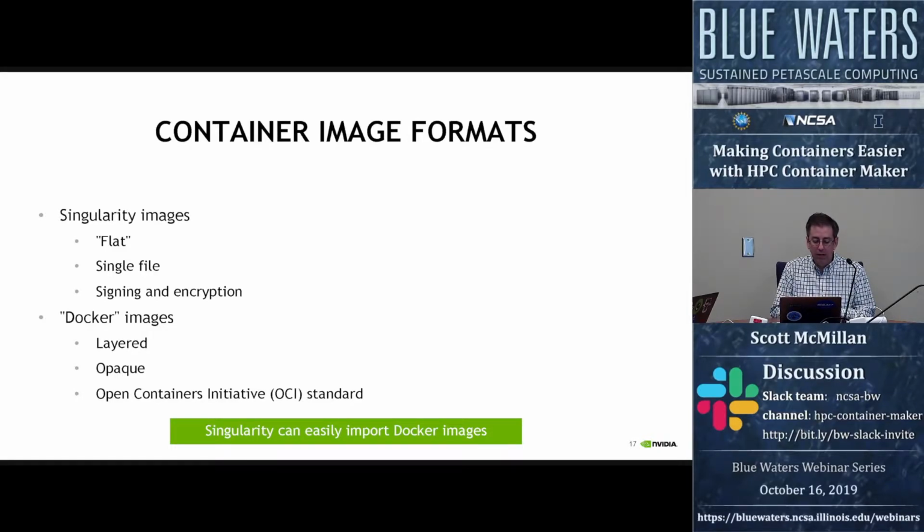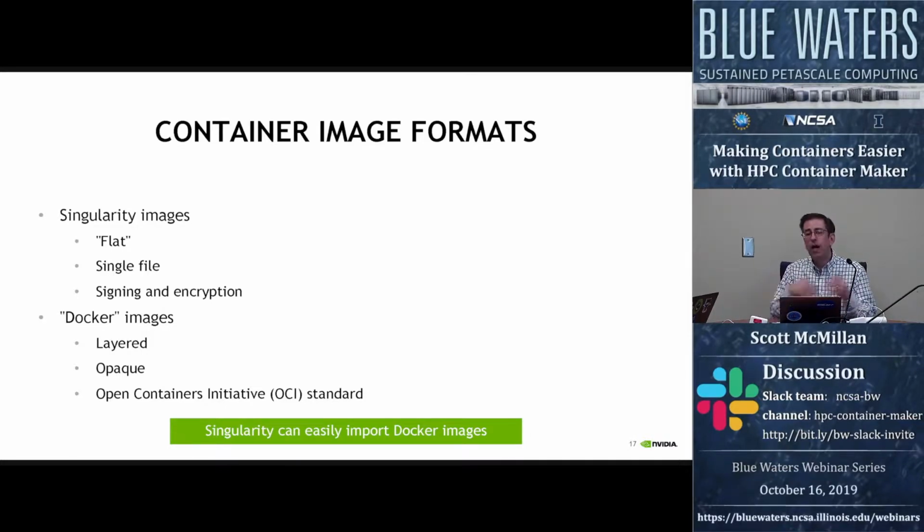On the other hand, Docker images are opaque. There's not a single file. The Docker image is actually stored in /var/lib/docker, and there are multiple files. So there's some metadata files. There's a bunch of tar files that are these individual layers that get untarred on top of each other to form the final image.